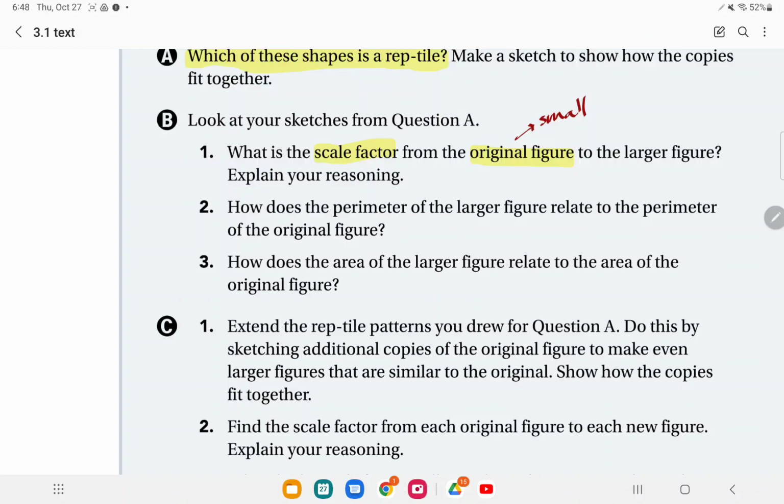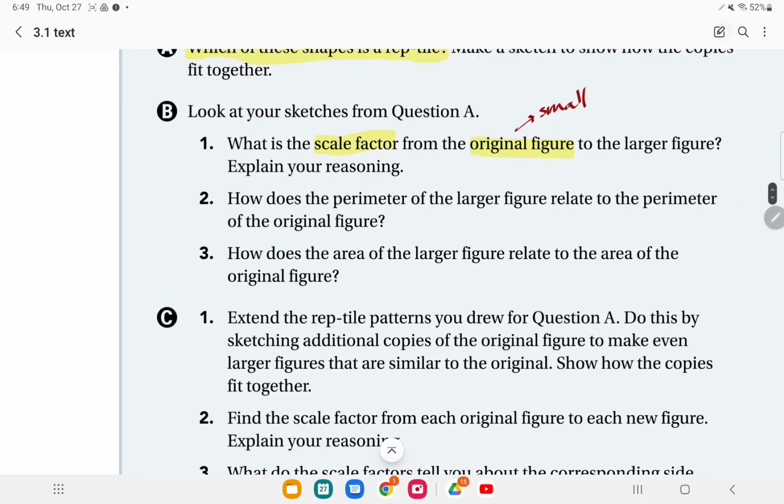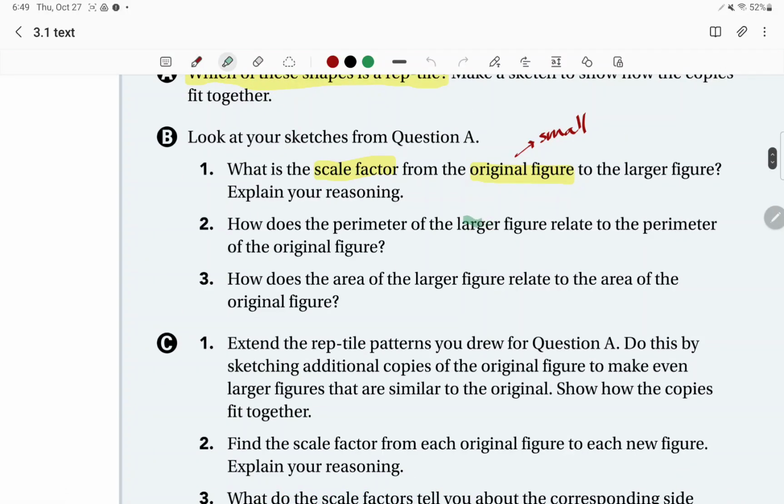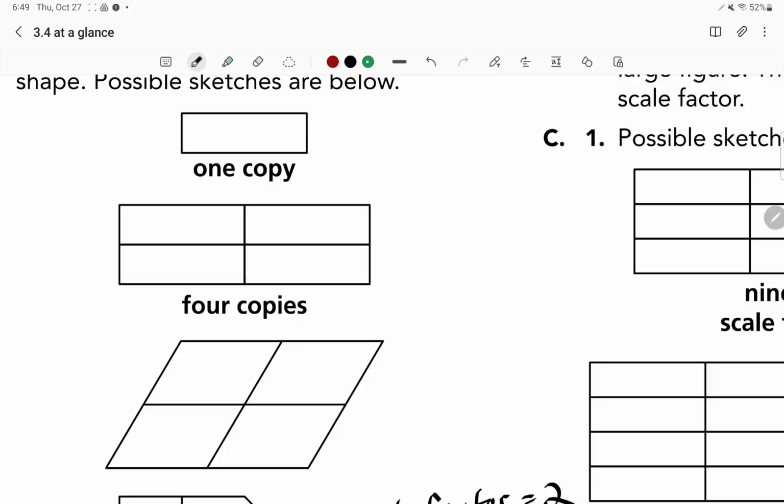And then the perimeter of the larger figure. So it says the perimeter of the larger figure. So it's important you get the order. And perimeter of the larger figure relate to the perimeter of the original figure. So you're going large to small, right? So the perimeter of the larger figure, let's take a look at that. All right, so if we take a look at the larger figure, that perimeter and the perimeter of the smaller figure.